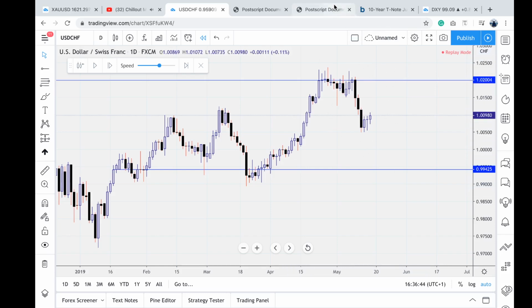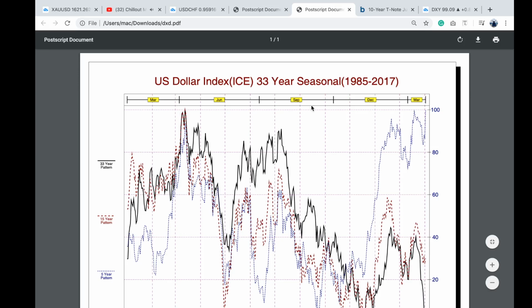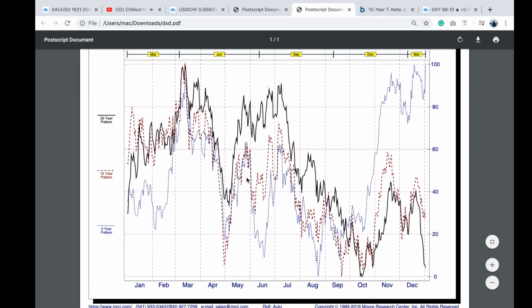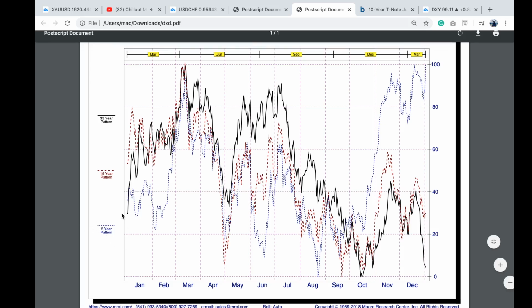So, looking at the seasonal tendency of the US dollar, we can see around the month of May, a major swing usually forms around May going into June. The black line is 33-year historical price data of the DXY. The red dotted line is 15-year historical price data of the DXY, and the blue dotted line is 5-year historical price data of the DXY.